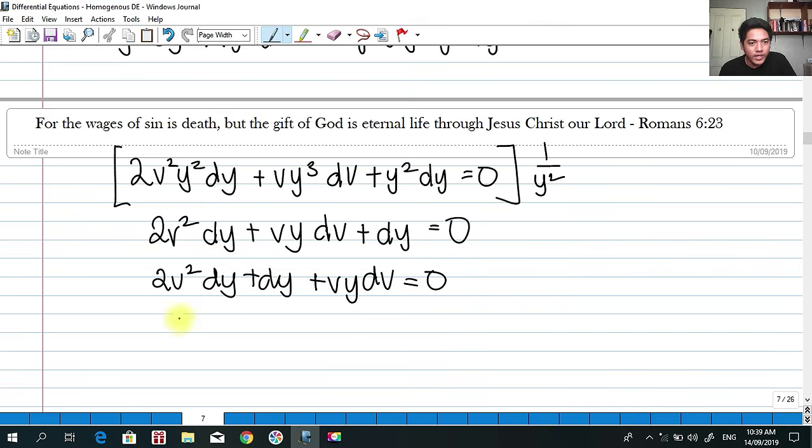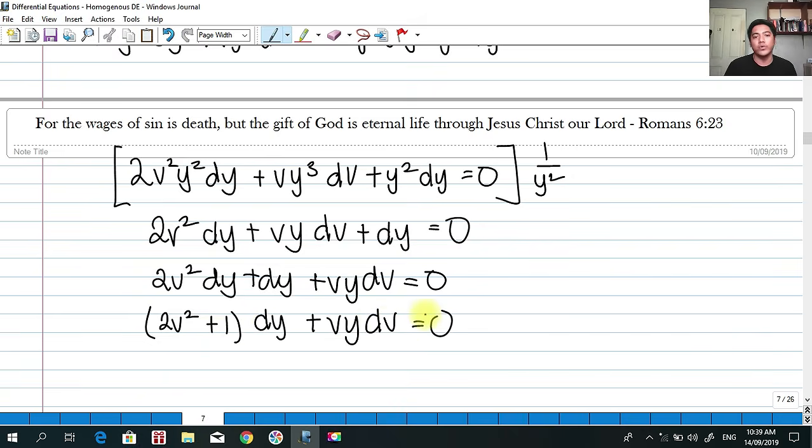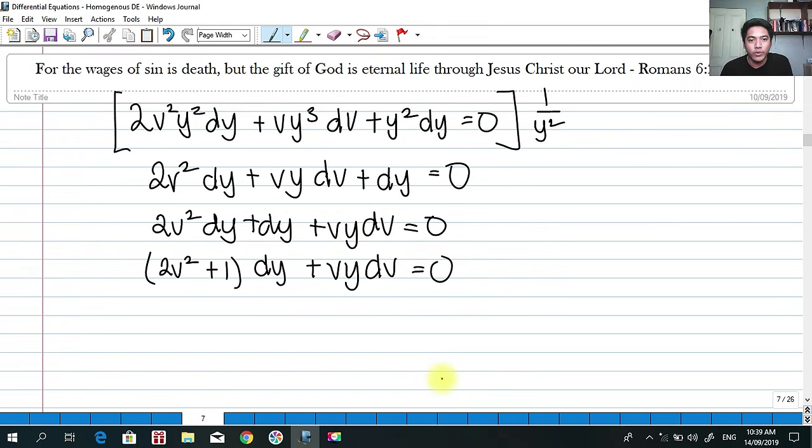Okay, so I can factor out dy. So (2v squared plus 1) dy plus vy dv is equal to 0. Now tell me, is this a variable separable equation? Yes, it is. So if I rearrange this, it should be dy over y plus v dv over 2v squared plus 1 is equal to 0.